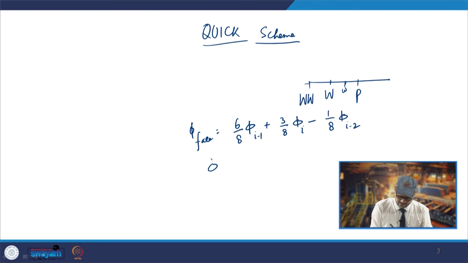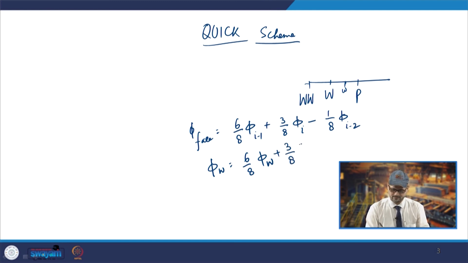Suppose you are trying to find phi at the W face. In that case, 6 by 8 of phi W, since I minus 1 will be here, so that will be phi W. Then 3 by 8 of I, so it will be 3 by 8 of phi P, and 1 by 8 of WW, since I minus 2 will be WW. So, phi WW is taken. This is how you calculate the values for the west face.